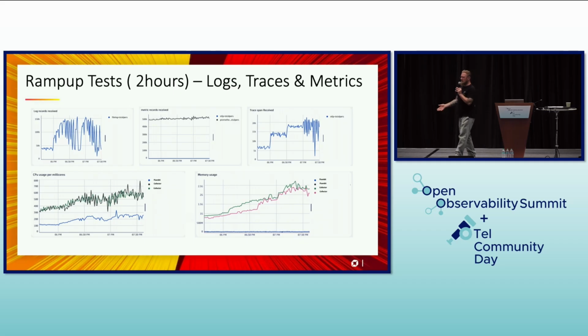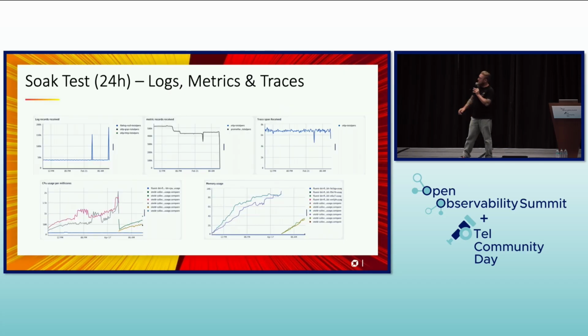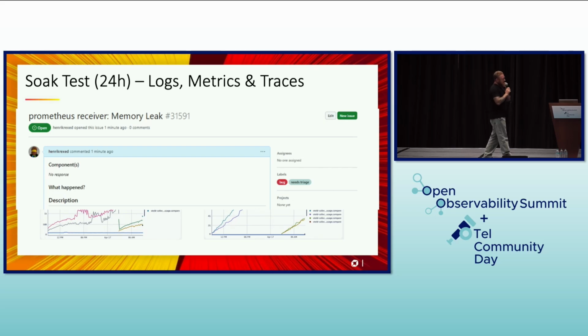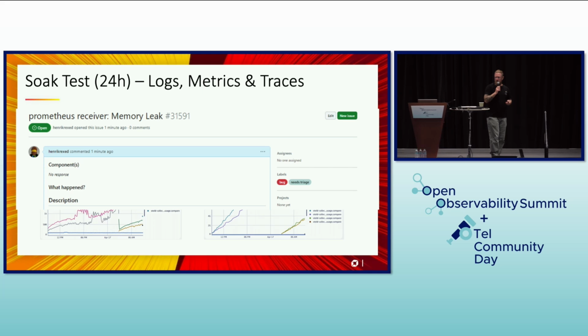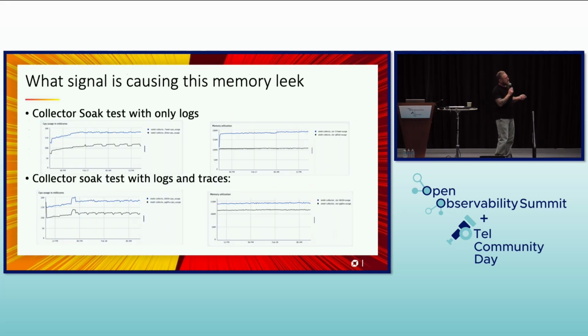Then if I start introducing metrics, I saw that the collector was jumping through the roof, and I said, "Wow, something is wrong here." So I did a 24-hour soak test, and it jumped to 10 gigs, crashed, and then continued going. I said, "Whoa." So I opened a ticket about that. I said there's a leak in the Prometheus receiver. And then I said, okay, maybe I should check if it's really the metrics. So I did a test with only logs and only traces. And everything was stable on the collector. So I said, oh, it must be metrics for sure.